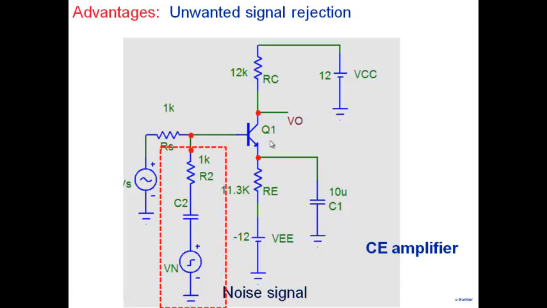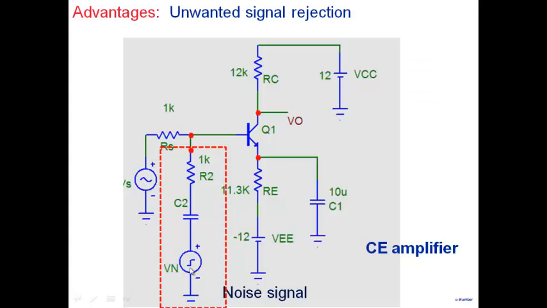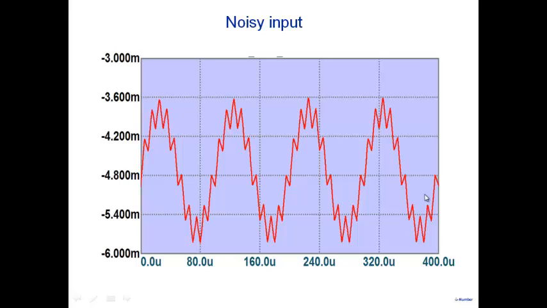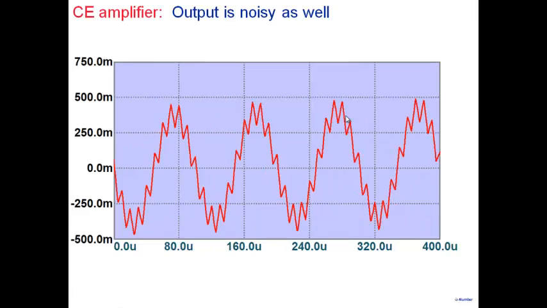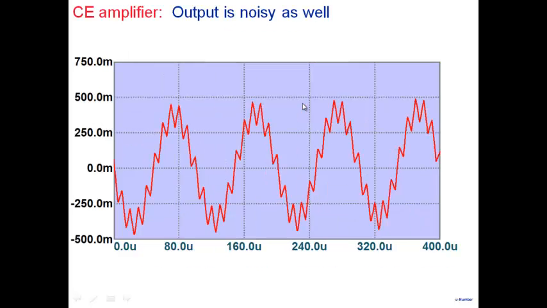So let me show you. This is my noise signal, and this is my input. Normal input was supposed to be a clean sinusoid, and now I have put in some noise here, so you can see it's a noisy input. The output is noisy also, because my amplifier cannot distinguish between the input and the noise, so it just goes in, and the output is also noisy here.